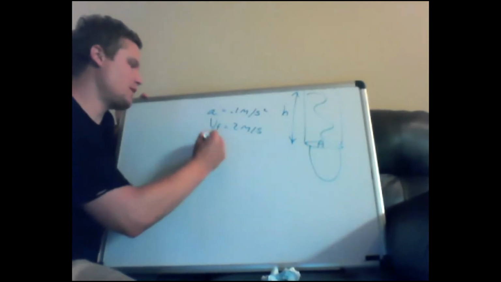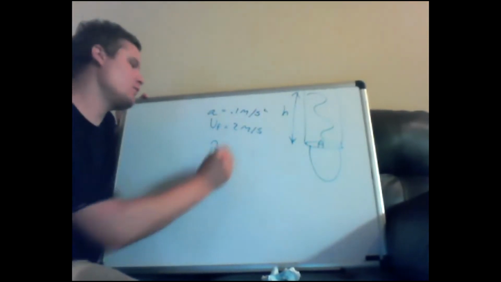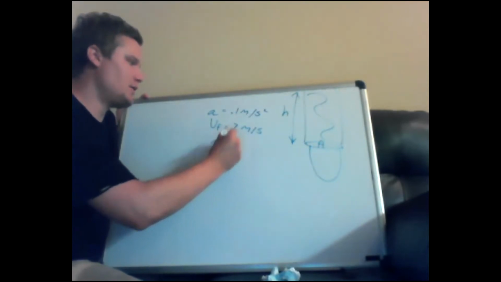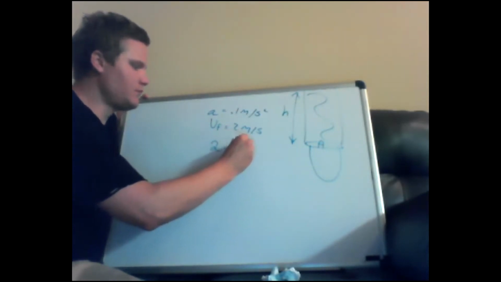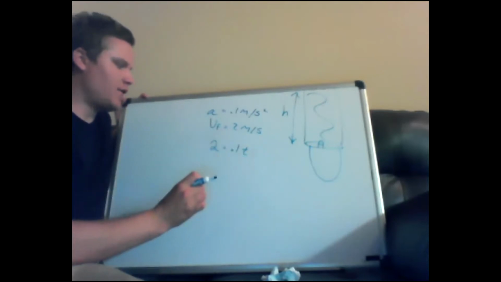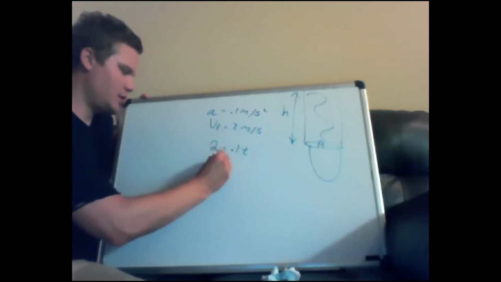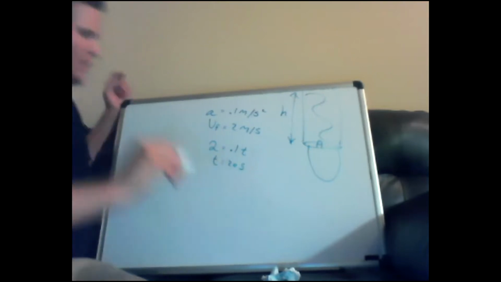I can use the fact that VF is equal to V naught, which is 0, plus AT. So we have 0.1 times T here, and you would solve for the time. The time then would just be equal to 20. So it takes 20 seconds for it to reach that. So T is equal to 20 seconds.